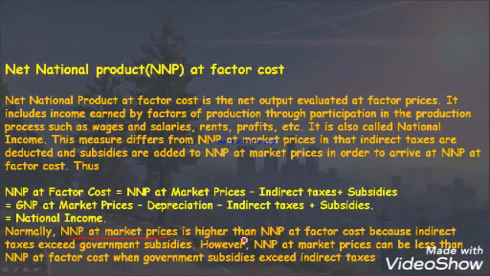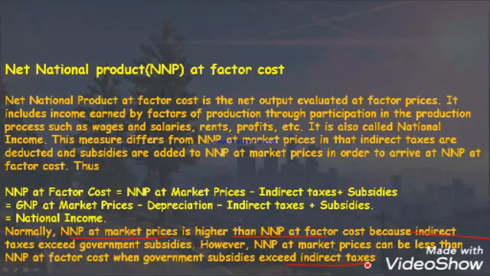Normally NNP at market price is higher than NNP at factor cost. Why is it higher? Let's see. Because indirect taxes exceed government subsidies. However, NNP at market price can be less than NNP at factor cost when government subsidies exceed indirect taxes.